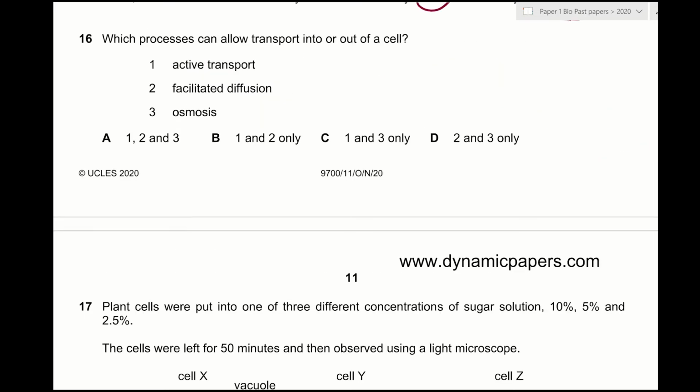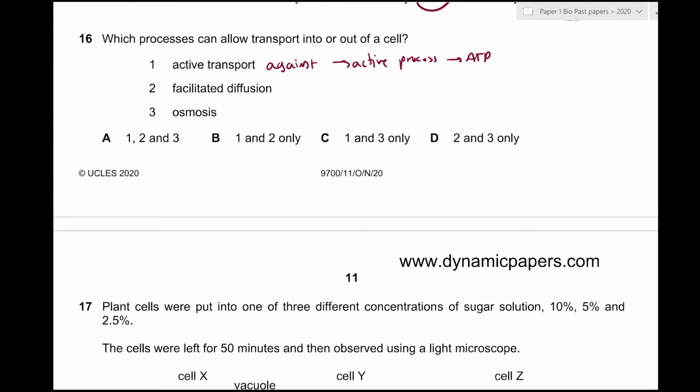16. Which processes can allow transport into or out of a cell? 1. Active transport. Active transport is the movement of molecules against the concentration gradient. This means it's an active process requiring ATP. 2. Facilitated diffusion.